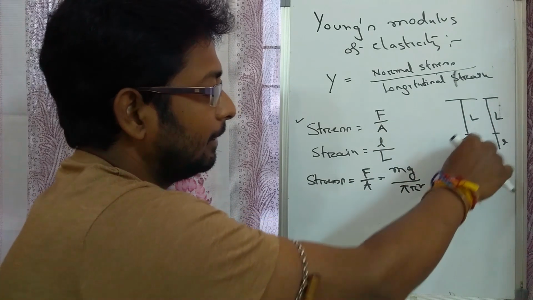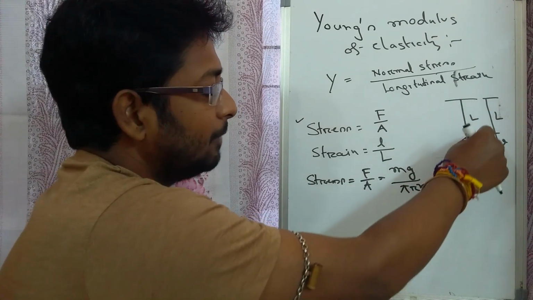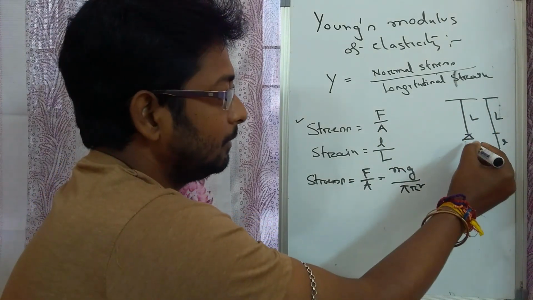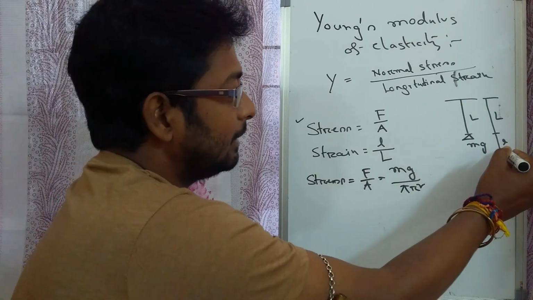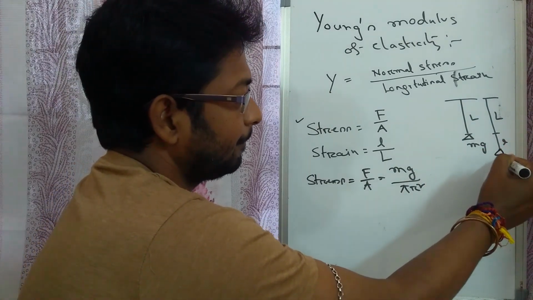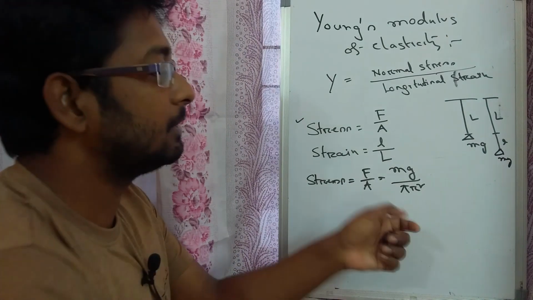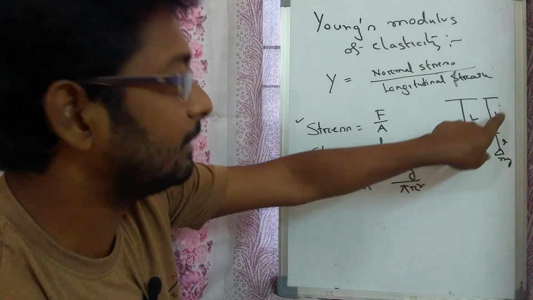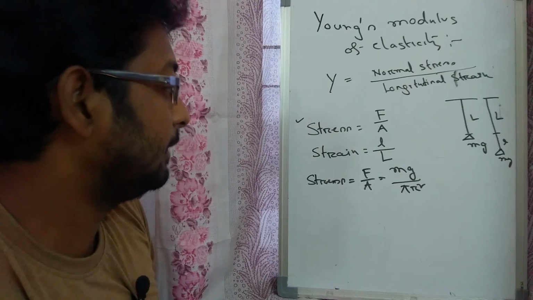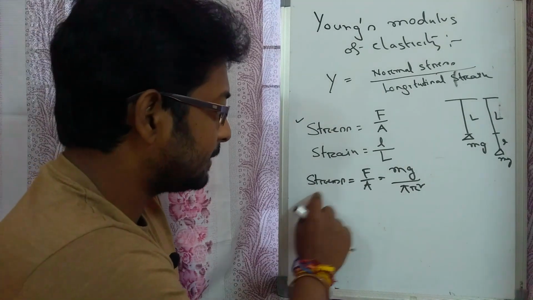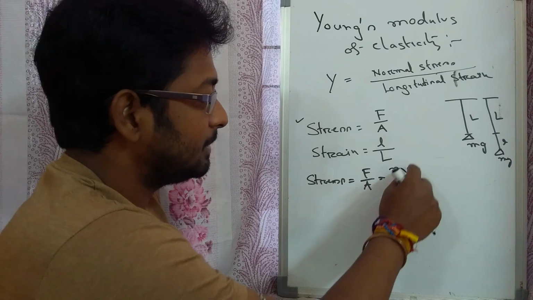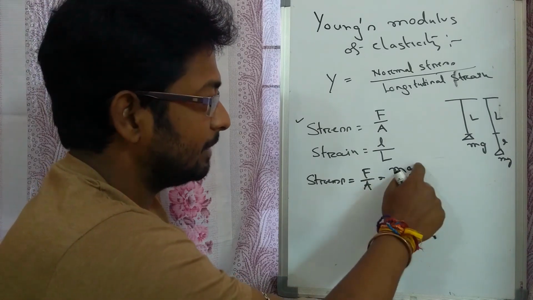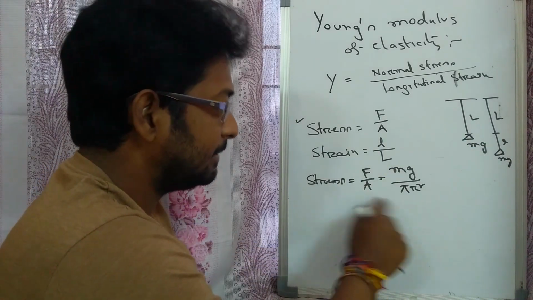Suppose I take an object, a rod, and I put some weight on this rod, then what happens? Its length may change due to this load. So this small l is the change in length, and capital L is the original length. So stress equals force per area, which means mg by pi r square. What is mg? Mg is the force that we applied, and A is the area of that rod.